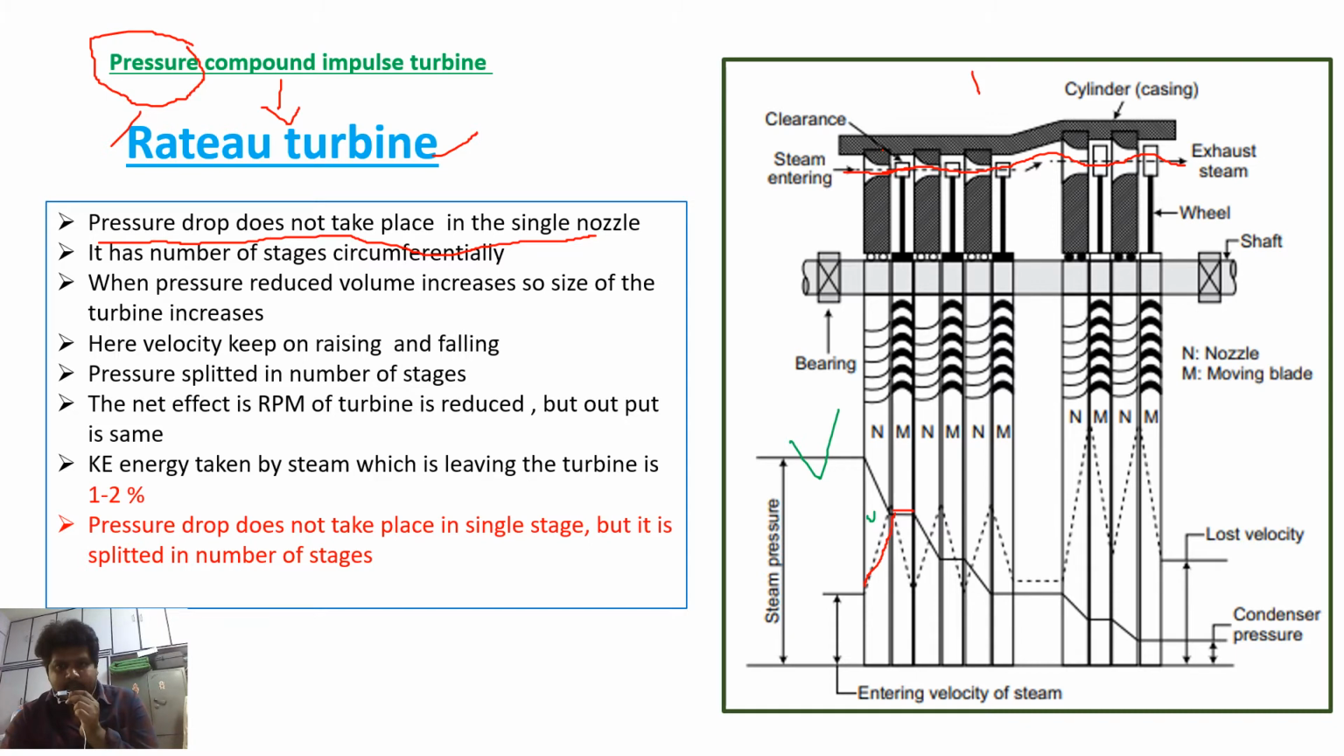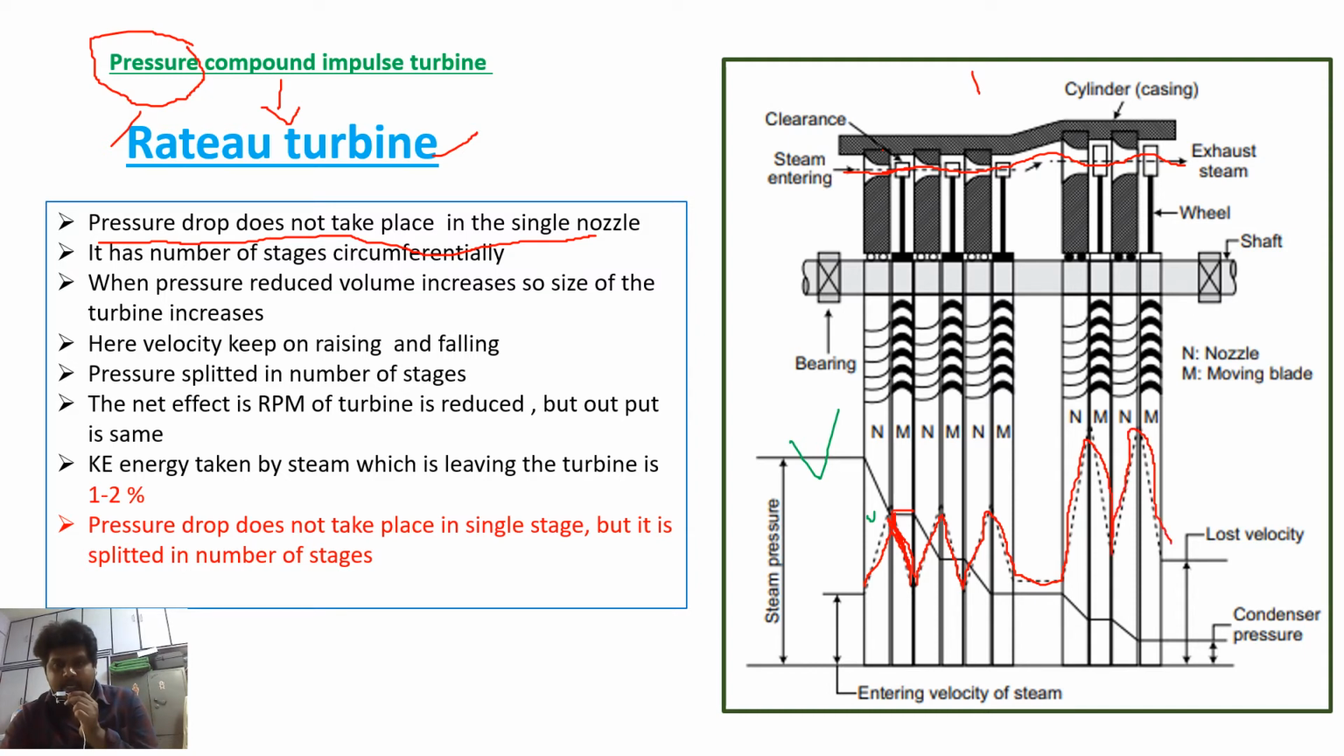From the nozzle, again it enters into the blade. In the blade, when it is passing through the turbine, the steam will expand so that the velocity decreases in the blade area. From the blade, again it enters into the nozzle, so the velocity increases. From the nozzle, it enters into the moving blade. Here the velocity decreases.